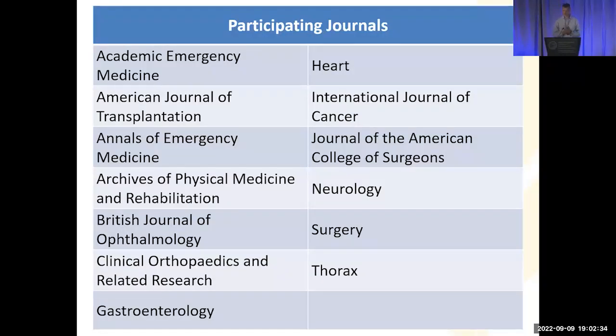So to test that hypothesis, we partnered with the journals that you can see here. It's a group of 13 journals.